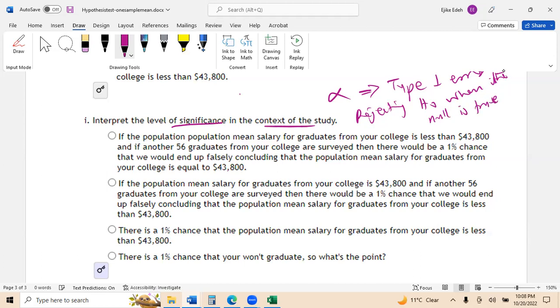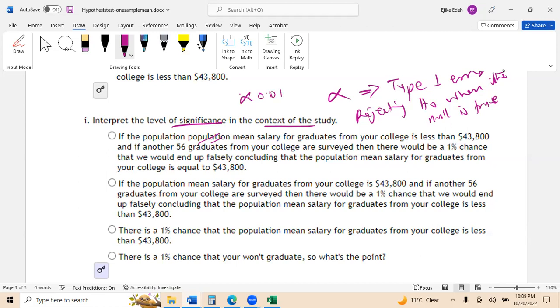Okay, so it's the chance of rejecting the null hypothesis when in reality that null hypothesis is true. So let's go through these questions and see which one matches. It says, if the population mean salary for graduates from your college is less than the population value 43,800, and if another 56 graduates from your college are surveyed, then... alpha in this question is 0.1.